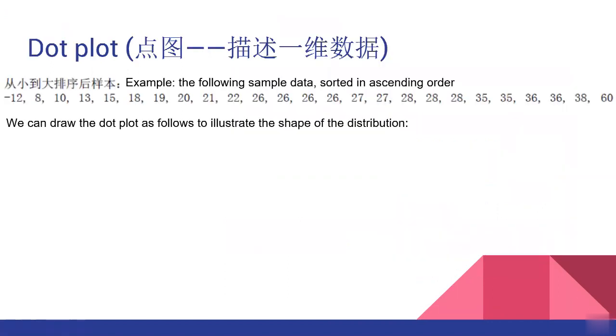Okay, the first one is called dot plot, or in Chinese we call it 点图. Dot plot is used to describe one-dimensional data. I'll give you an example here. For example, the following sample data sorted in ascending order is a temperature of some location. We can draw the dot plot as follows to illustrate the shape of the distribution. I'll show you how to do this.